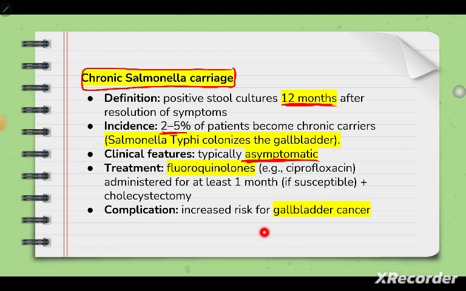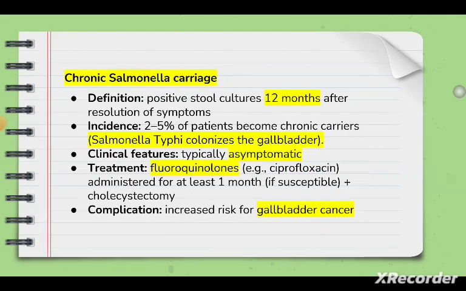And this point is important, by the way. Salmonella typhi colonizes the gallbladder, and this is why chronic Salmonella carrier increases the risk of gallbladder cancer. And the treatment is quinolone, such as ciprofloxacin, for at least 1 month if susceptible, plus cholecystectomy. So typhoid fever can cause cancer? Yes. Which cancer? It's gallbladder cancer.